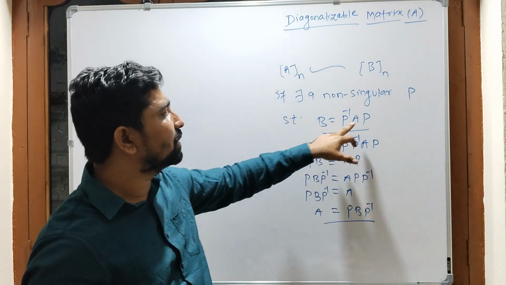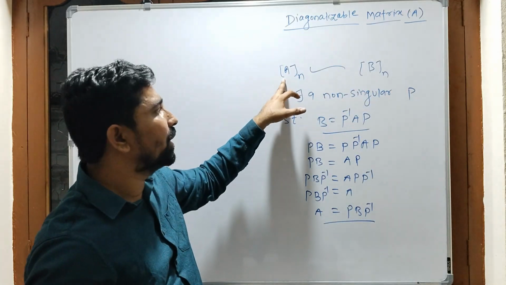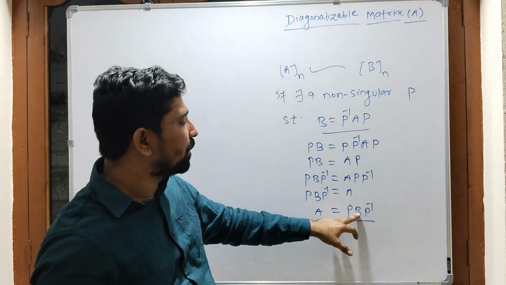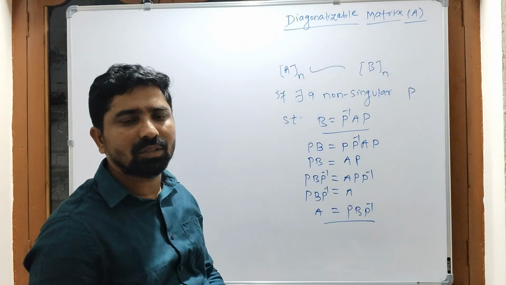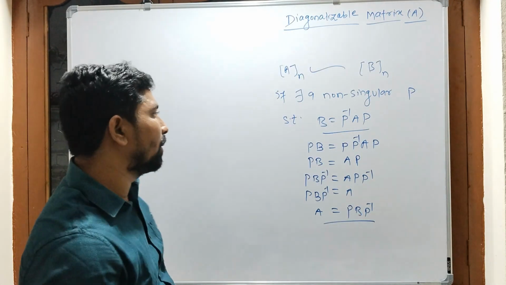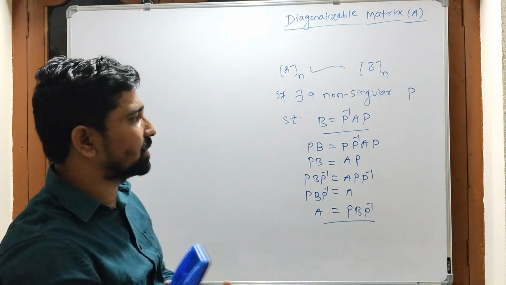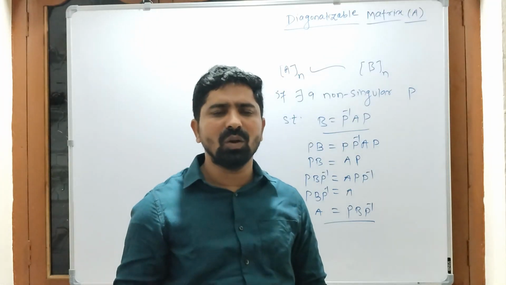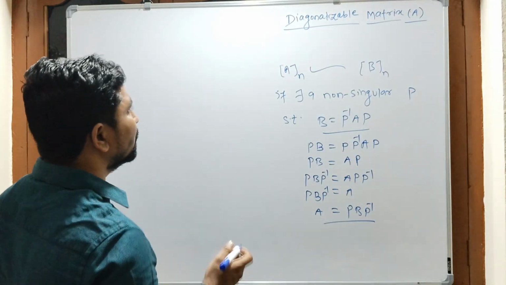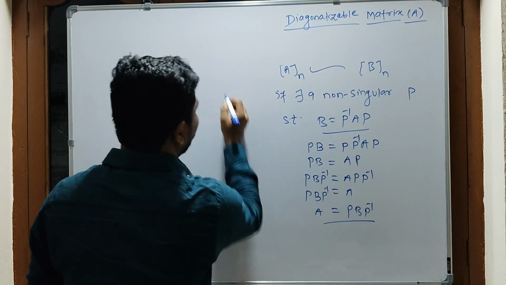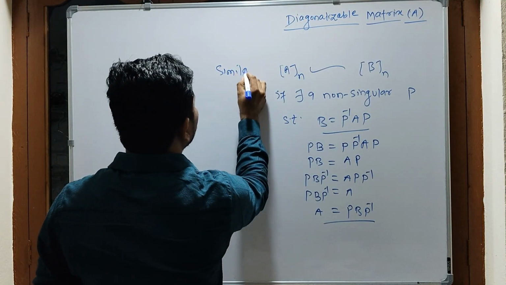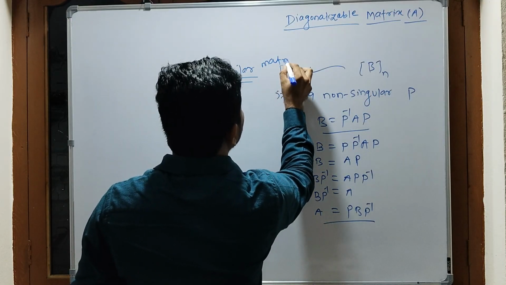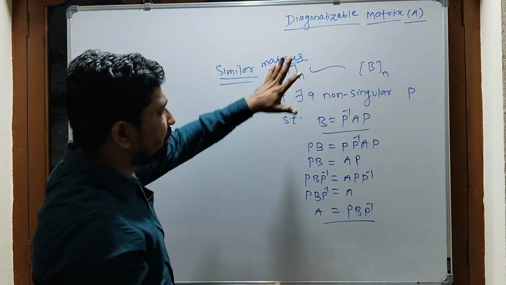So we can say B is similar to A means B is obtained from A by elementary operation. Now A is similar to B means A is obtained from B by some elementary row or column operation. This is the definition of similar matrices: one matrix is obtained from another matrix by applying some elementary row or elementary column operation. So this means similar matrices.